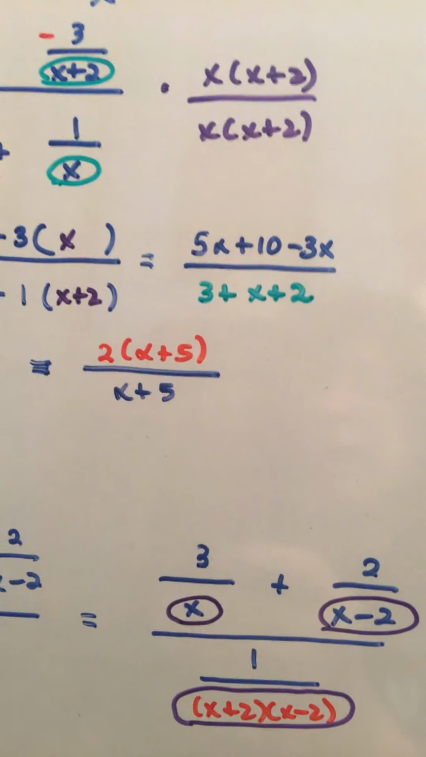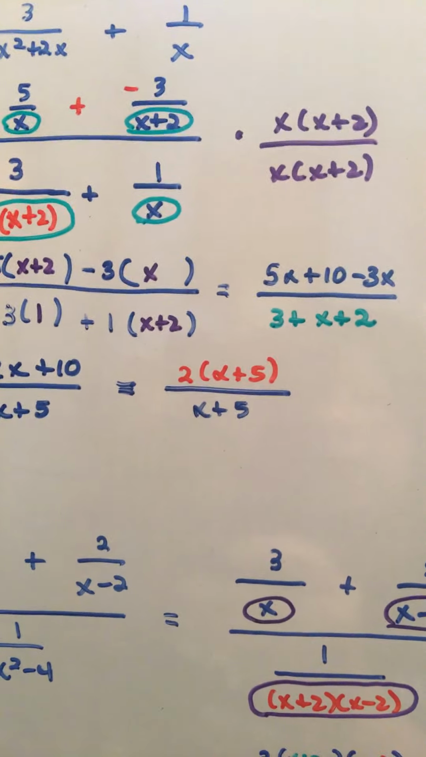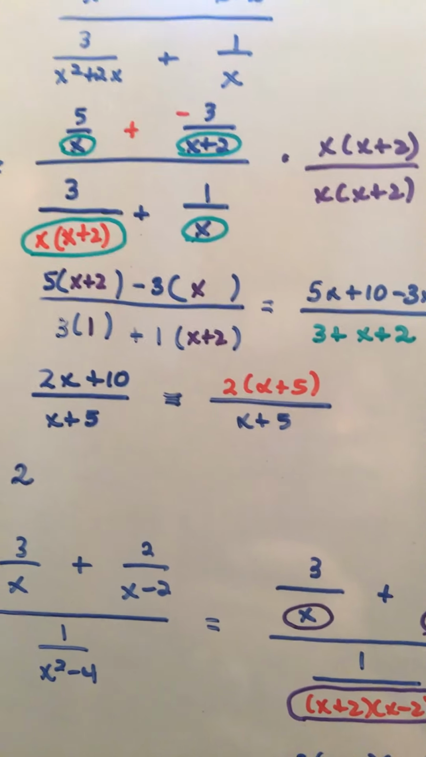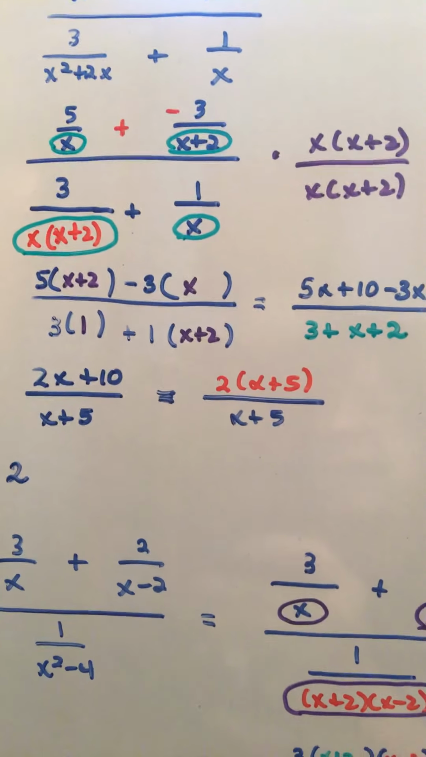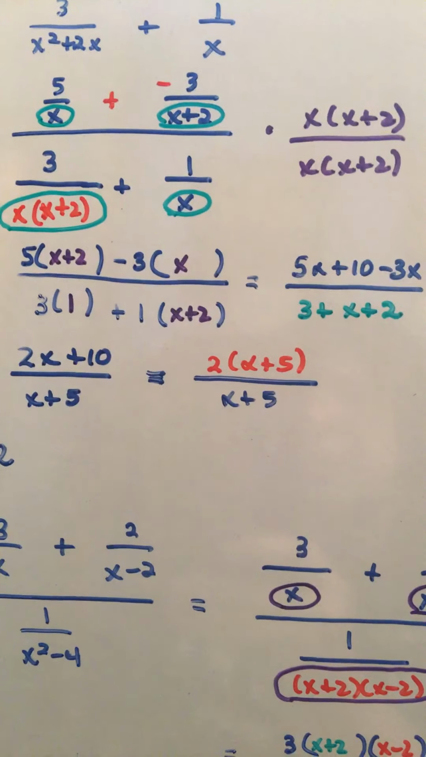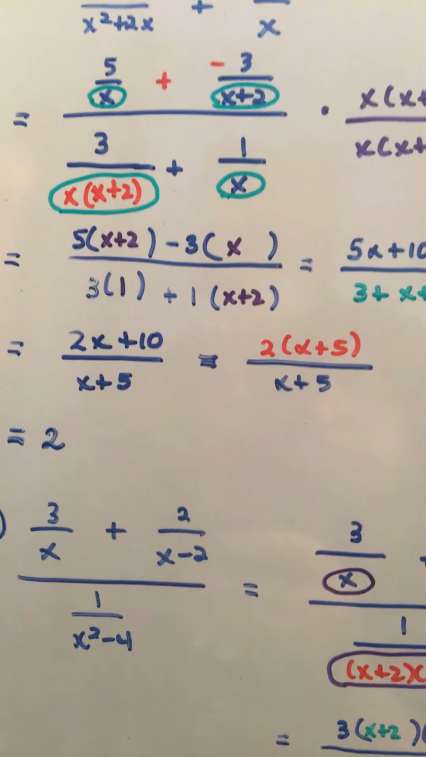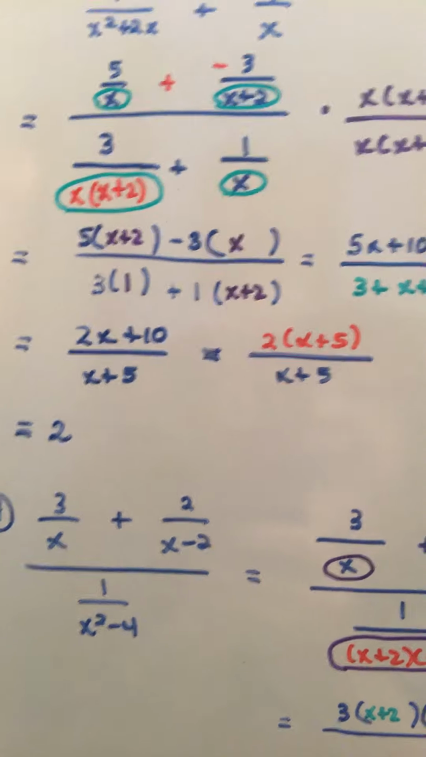Now I went ahead and simplified the numerator, so 5x plus 10 minus 3x becomes 2x plus 10. I simplified the denominator, 3 plus x plus 2 becomes x plus 5. And shock, shock, it's a teacher-made problem, so it factors and reduces.